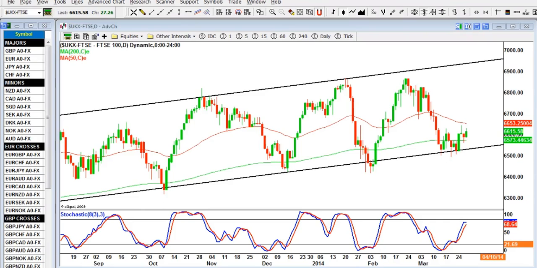So there are two types of divergence, and we're going to go through the standard divergence. We're going to leave hidden divergence for another day. We're just going to go through standard divergence. The two types are bullish divergence, which we'll look at in a second, and bearish divergence. And the great thing about divergence is that it's a forward-looking indicator.